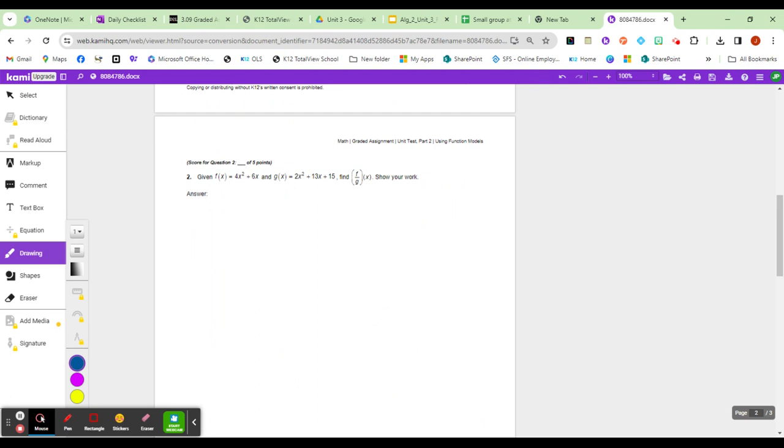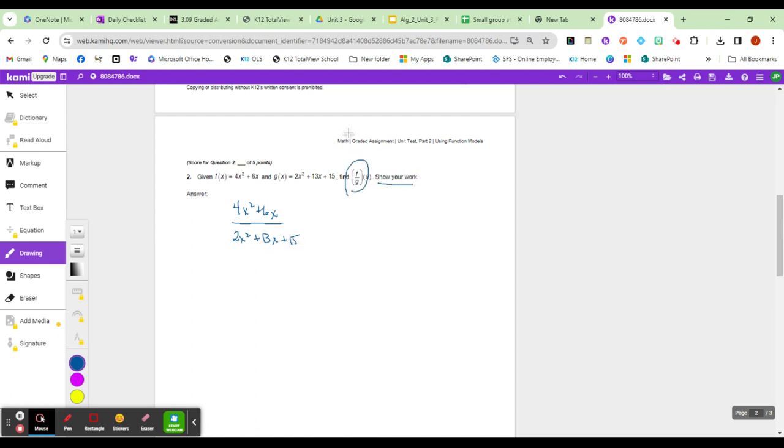Number 2 is asking you to find f divided by g, and they're giving you your f of x and your g of x. So you're going to take the f of x. I'll just set this one up to begin with. You're going to put that on the top, and then the 2x squared plus 13x plus 5 will go on the bottom because that's what it's telling us, f over g.